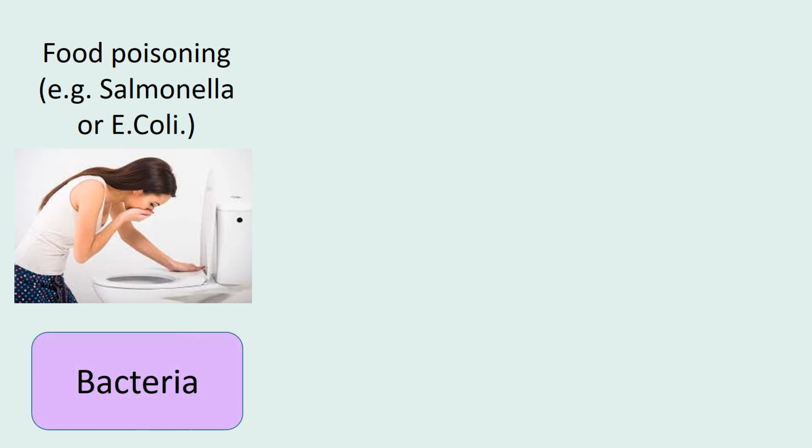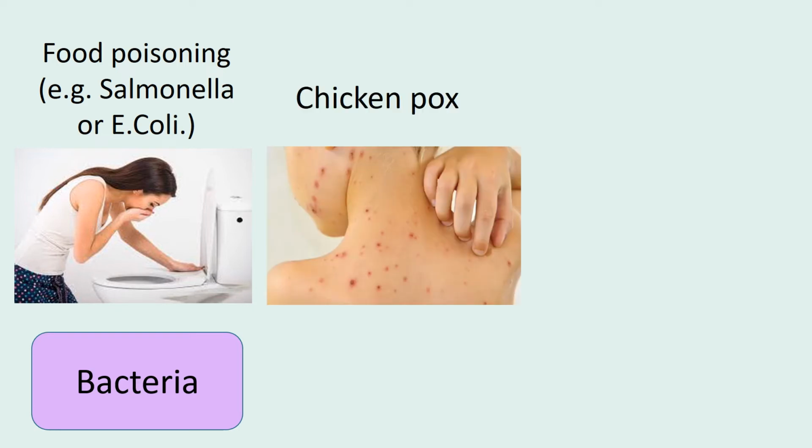Well done if you said bacterial. So Salmonella and E. coli are both bacteria and they cause food poisoning. So you're probably familiar with the idea of it, which is basically going to be vomiting and diarrhea. Right, next up, chickenpox. So quite a lot of you will have had chickenpox before.